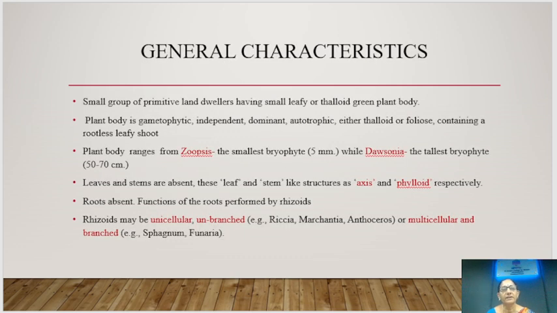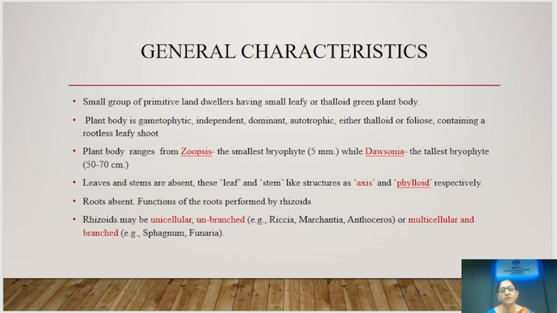Regarding the general characters of bryophytes, they are primitive land dwellers, with a small leafy and thalloid plant body, which is green. The dominant phase of the life cycle in bryophytes is gametophytic, where the gametophytes are independent, dominant, and autotrophic. So these are mostly rootless, leafy shoots which are thalloid.